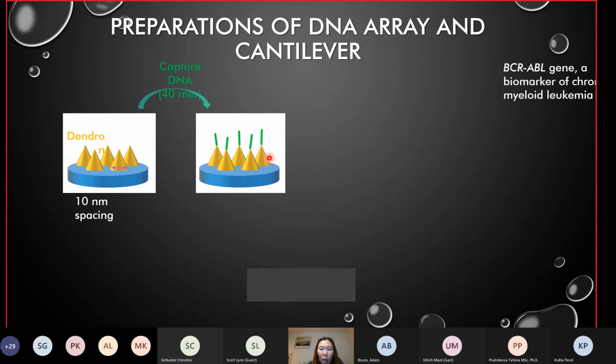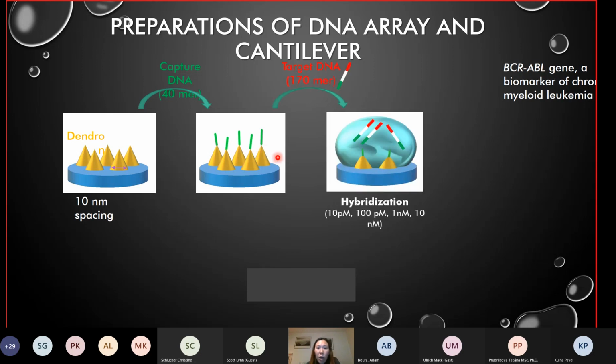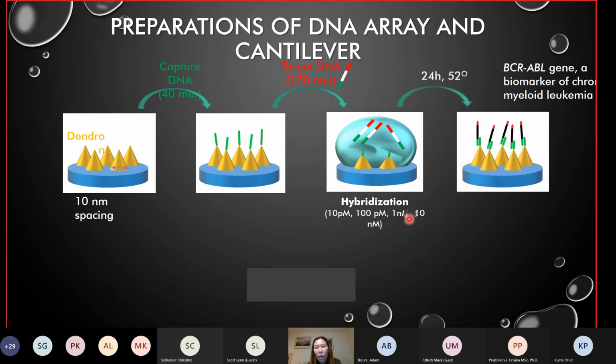As you can see here, we further put the target DNA at different concentrations, from 10 picomolar to 10 nanomolar. And then we hybridize them. For our study, we use the leukemia biomarker.